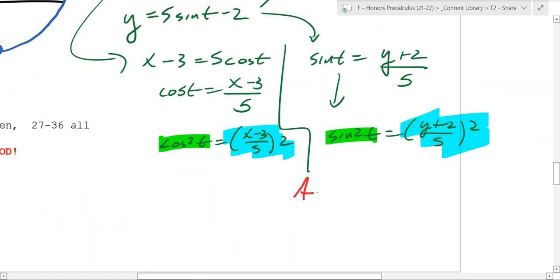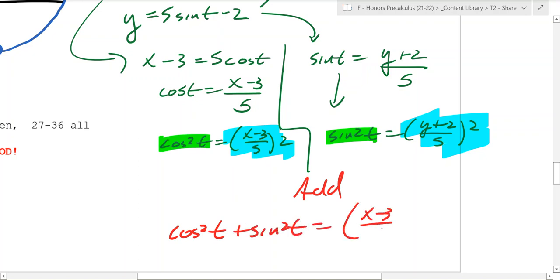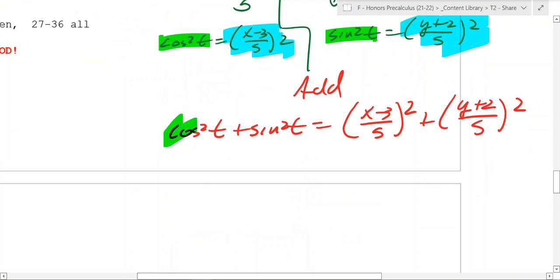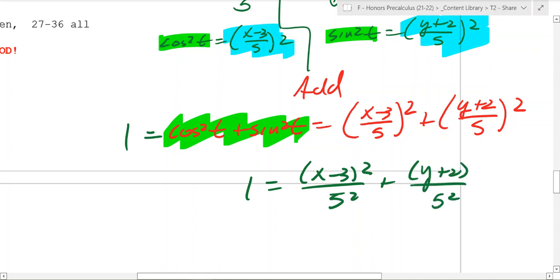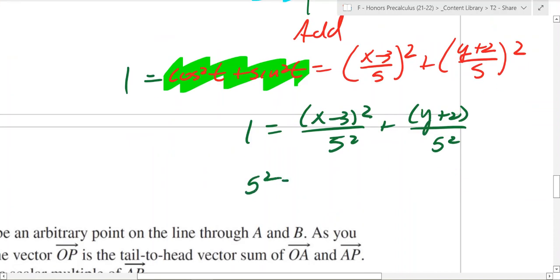If you add these together now, you end up with cosine squared t plus sine squared t is equal to x minus 3 over 5 squared plus y plus 2 over 5 squared. Well, this, as we know, right here is just a fancy form of 1. So 1 is equal to x minus 3 squared over 5 squared. See how I split that? Plus y plus 2 over 5 squared. Multiply both sides by 5 squared, and we end up with the equation that we want.